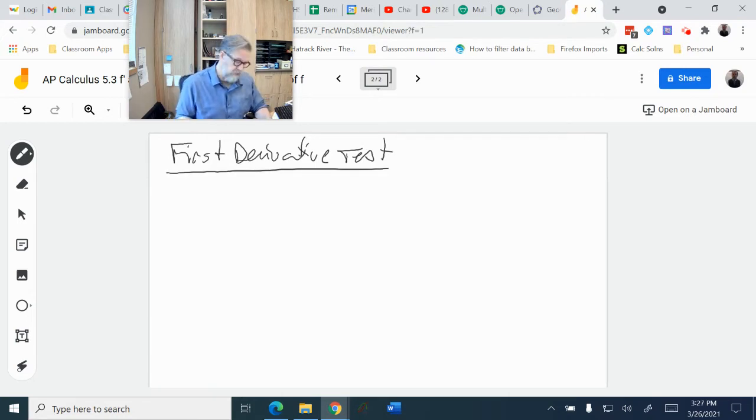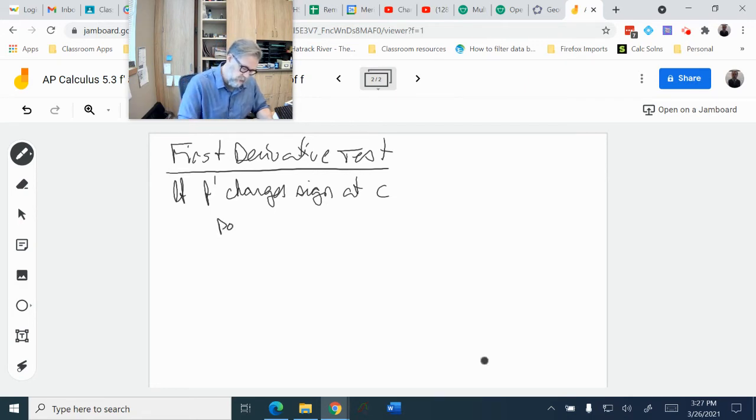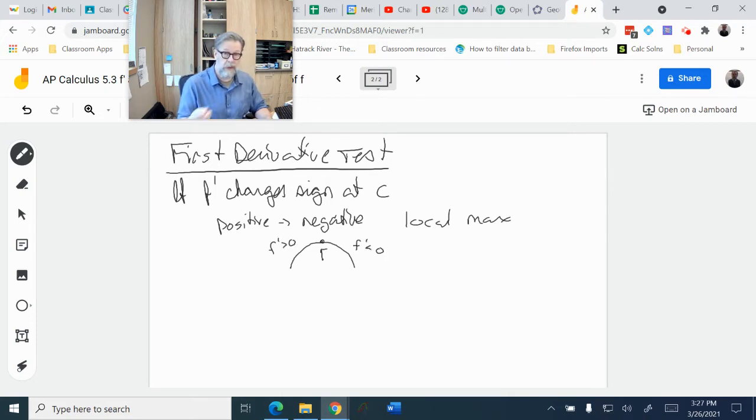The first derivative test says that if f prime changes sign at some value of x, we'll call it c, if it goes from positive to negative, then we must have a local maximum there. And we can see that on the graph. We've got positive slope, we've got negative slope. Right there where it switches, it went from going up to going down, there's a local maximum.